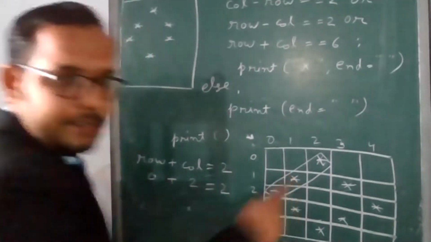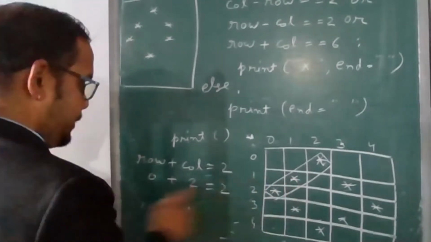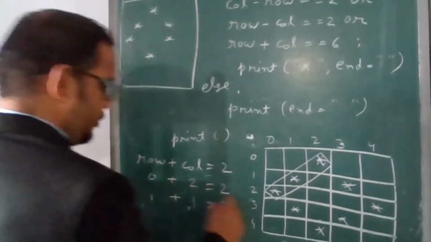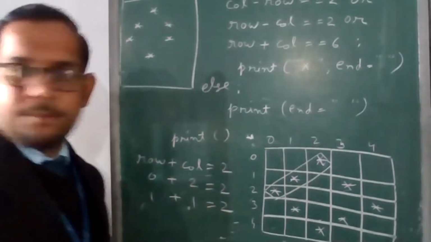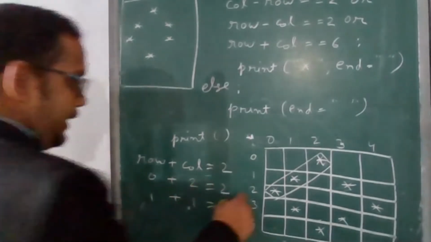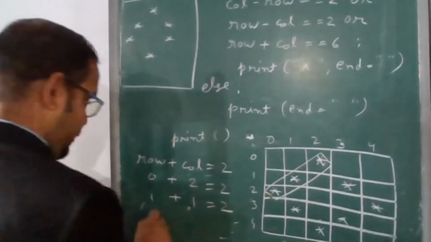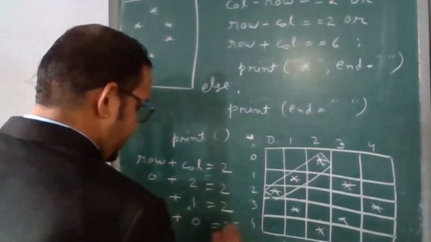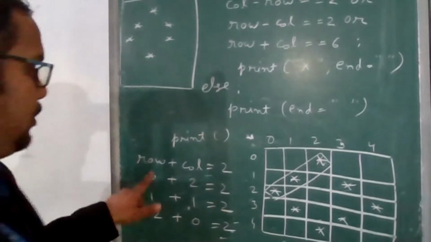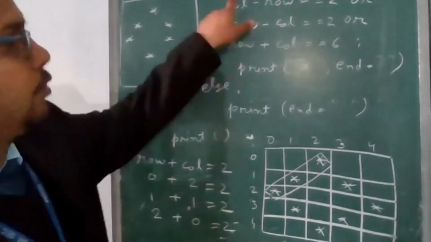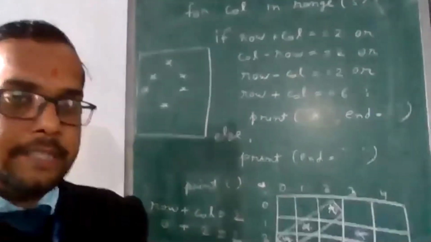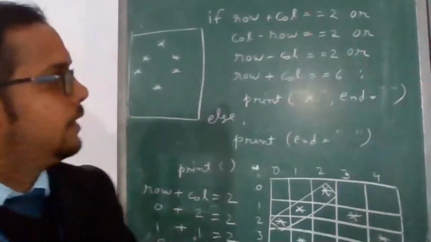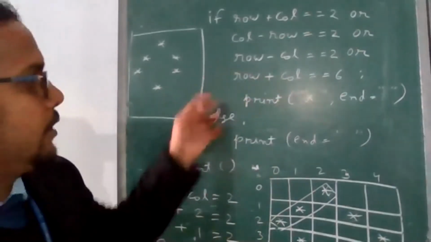Look, when the value of row is 0 and column is 2, the result is 2. Similarly for the next star, the second star, the value of row is 1 and column is also 1. So 1 plus 1, that is 2. Clear? Similarly for the third star, the row index is 2 and the column index is 0, then their addition is 2. So when the value of row plus column equals 2, it will display stars. Clear? So if row plus col equals 2.